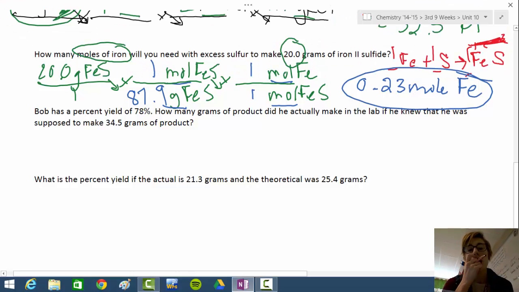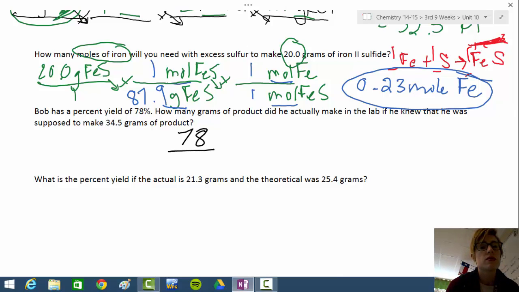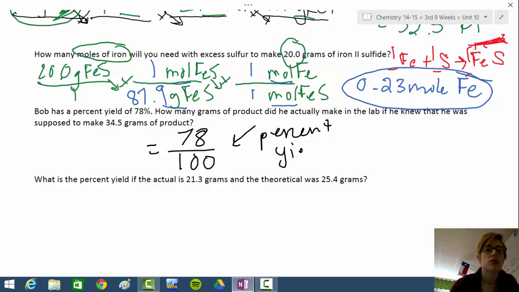Okay, Bob has a percent yield of 78%. That means 78 over 100, right? That's 78%. How many grams of product did he actually make in the lab if he knew that he was supposed to make 34.5 grams of product? This one we've never really done a problem quite like, but if you're given a percentage, just make it into a fraction. This is his percent yield, but I just made it a fraction instead of a percentage.